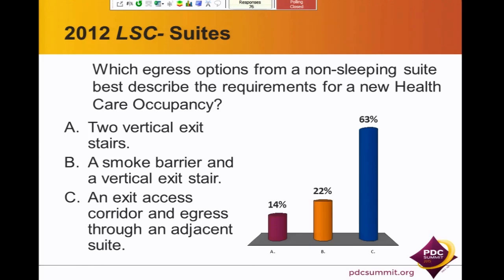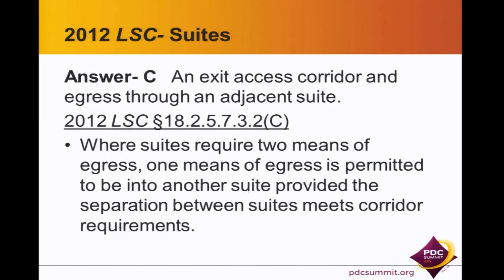Okay. All right, and the correct response is C. So once again, good job. Where two means of egress are required, which in a non-sleeping suite is 2,500 square feet, and sleeping it's greater than 1,000 square feet, one of the means of egress is permitted to be into another suite as long as that separation meets the corridor requirement. So it's very important you still have to maintain that latching, smoke resistive, or that 1 hour partition.